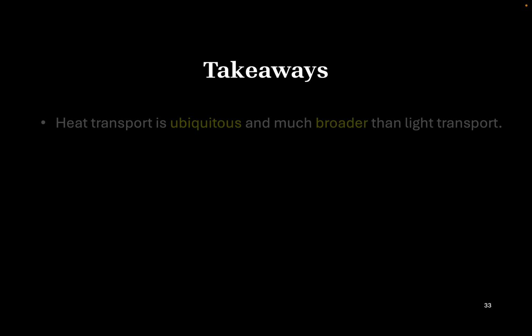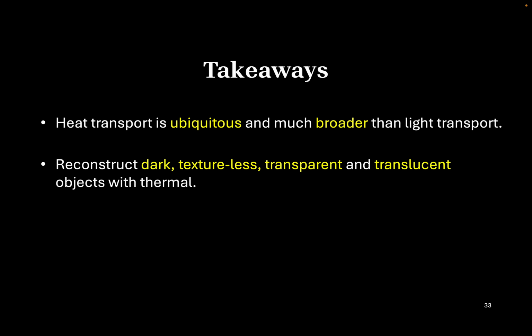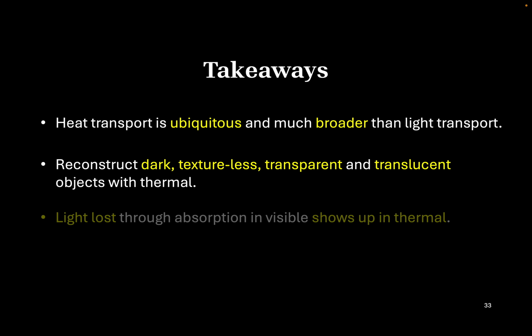To conclude, heat transport is ubiquitous and much broader than light transport. It happens wherever light can go and even beyond through movement of fluids or contact. Objects that are dark, transparent, or translucent in the visible can be reconstructed in thermal as they have complementary BRDF characteristics. As energy can neither be created nor destroyed, light lost through absorption in the visible can heat up an object and still be useful, showing up as emitted radiation in the thermal spectrum.